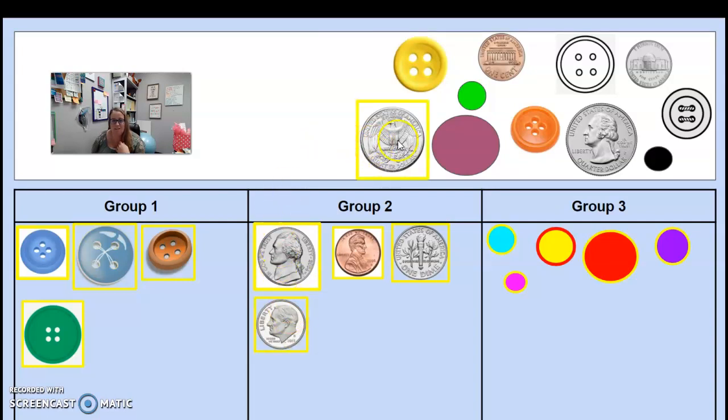All right, what about this one? Where do you think it's going to go? Group 1, group 2, or group 3? You guys are getting pretty good at this. I'm seeing a lot of 2s going up in the air.